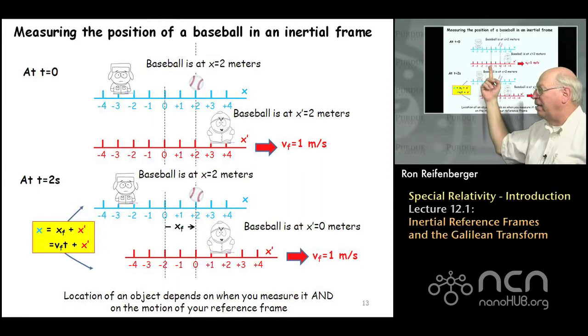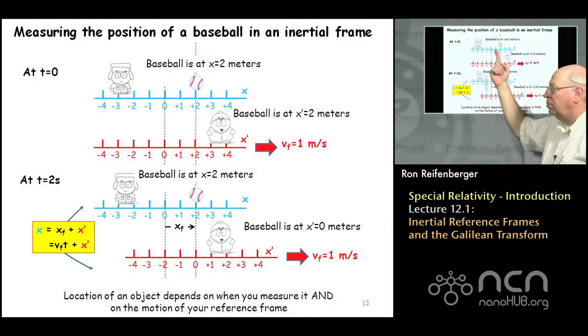we can use that happy event to define t equal to 0. And when that alignment occurs, the guy in the red reference frame will measure the position of the ball to be at plus 2 meters, and it will exactly agree with the measurement of position of the baseball by the guy in the blue reference frame, right?